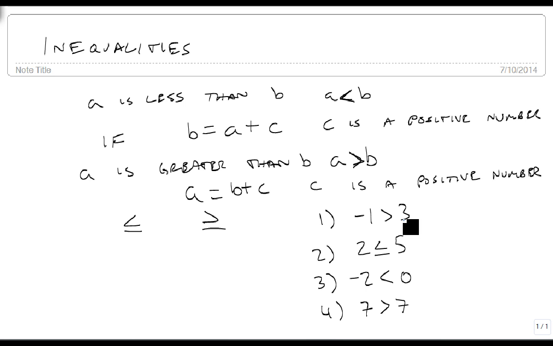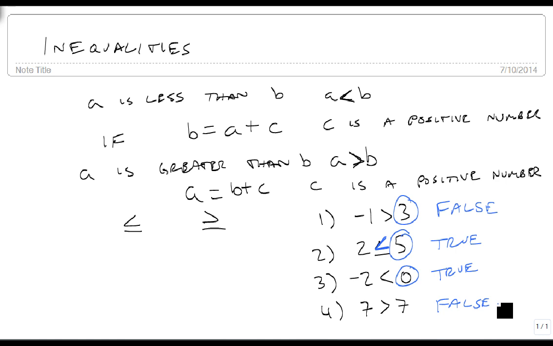So which is bigger, -1 or 3? Well, the 3 is actually bigger, so this statement is false. -1 is not bigger than 3. For our second one, 2 is less than or equal to 5. Well, 5 is the bigger one, and so it's opening towards it. That means that this is true. -2 is less than 0. Again, 0 is the biggest one, and -2 is smaller than that, so this is also true. And 7 is greater than 7? No, it's equal to 7, so this means it's false.